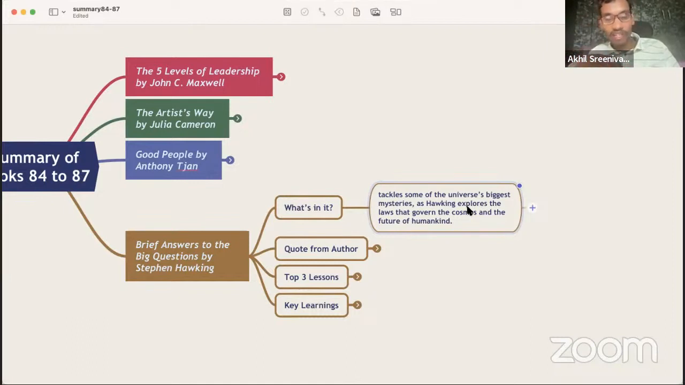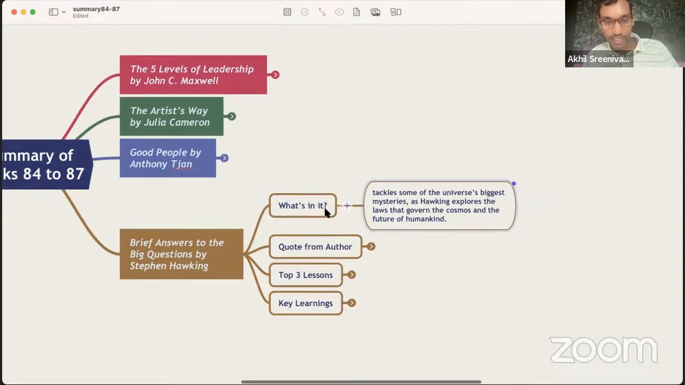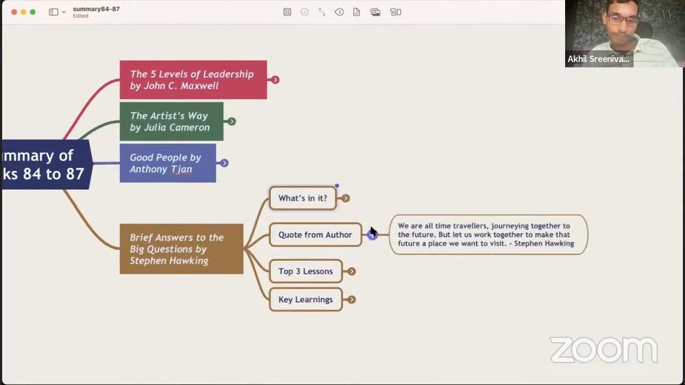In the same way, the current trend is AI. You might have heard about AI. In this book written by Stephen Hawking, he has given answers to all the mysteries related to aliens, related to climate change, related to AI as well. Let us see a quote from the author.